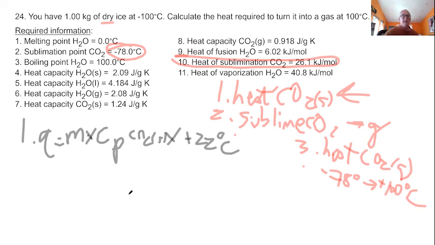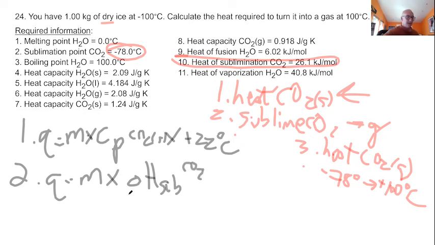The next thing is you have CO2 solid at minus 78. So now Q is going to be equal to the mass of CO2 solid times the heat of sublimation of CO2.